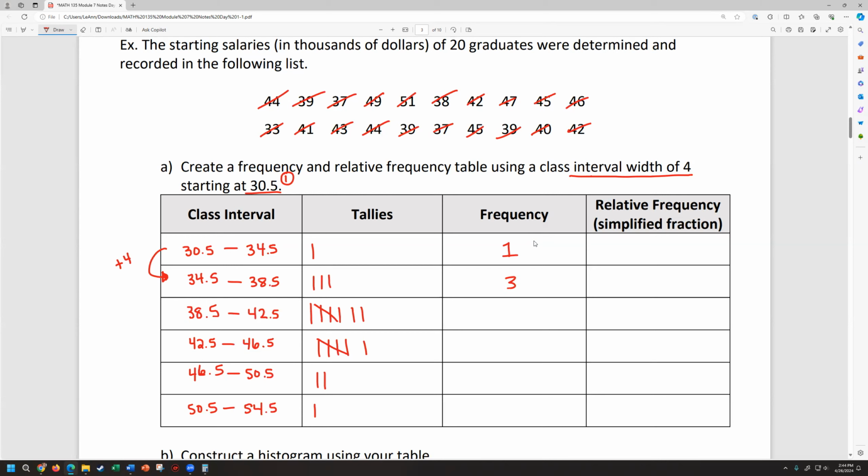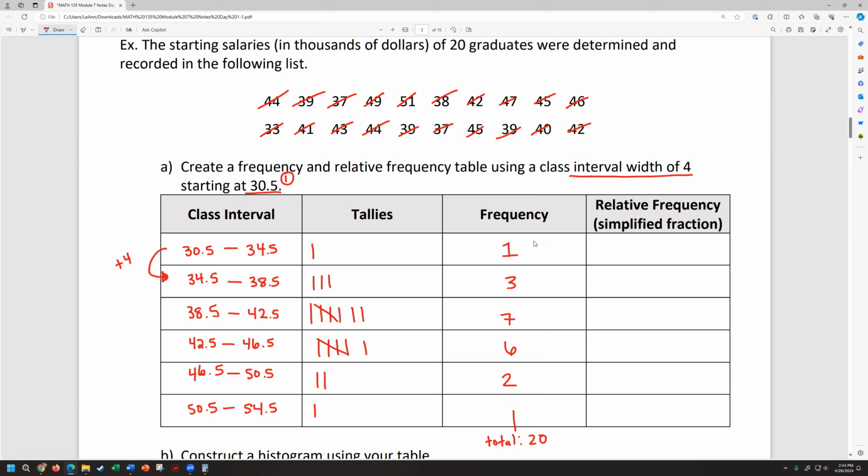Okay, so what we've got is there's 1 element in the first class interval, there are 3 elements in the second class interval, there are 7 elements in the third class interval, 6 in the fourth, 2 in the fifth, and 1 element in the last interval. And you double check this to make sure you get your 20 students or your 20 graduates. So we add those together, make sure that adds to 20.